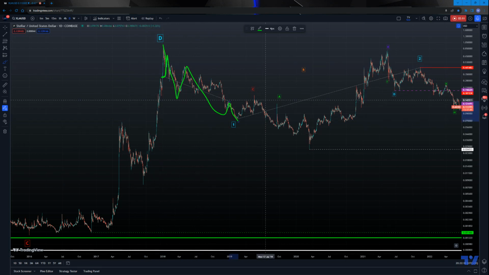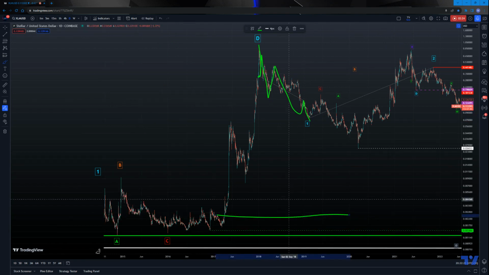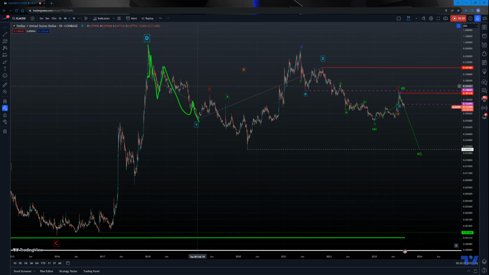So I think what we're seeing, there's a high probability, in my opinion, that this is a type 1 weak 5 wave move that we're seeing. So it's basically the same as the XRP pattern, right? So we need to see wave 3. So this is why I've come to this conclusion.